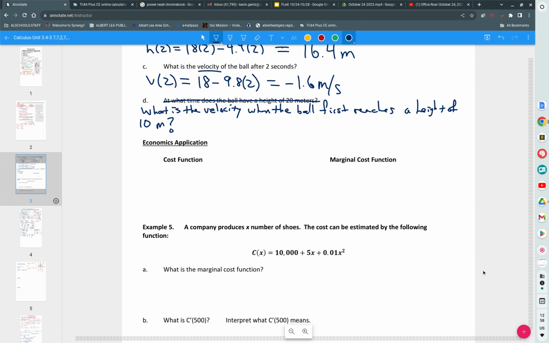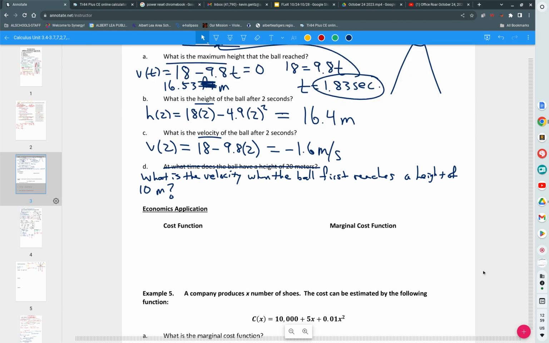Well, I have a velocity function. The velocity function sits right here. So I'd like to plug something in for time, right? Do we know the time at which it reaches that height? So we have to figure out what time first it reaches this height of 10. So I would like to know when is the height equal to 10.